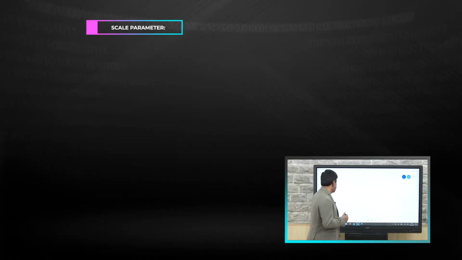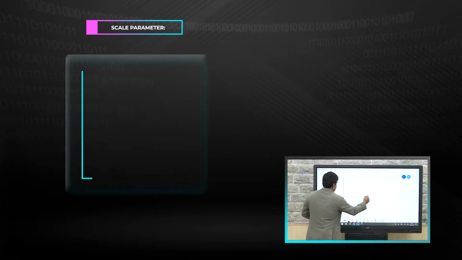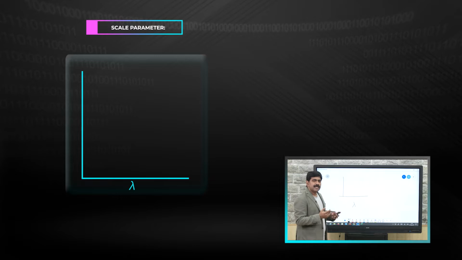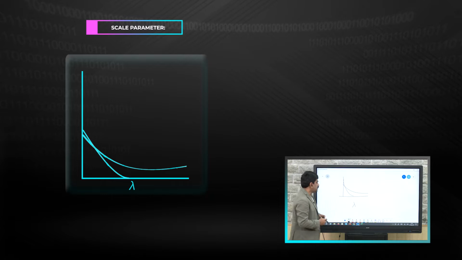For example, when we talk about scale parameter of a probability distribution, let us say I am going to take lambda as the scale parameter. If the scale parameter value is small, then we may have a curve something like this, or when it is large, we may end up with a curve which is something like that. So, if you look at the range is large for the second distribution compared to the first distribution.